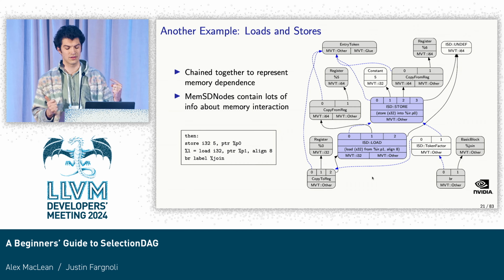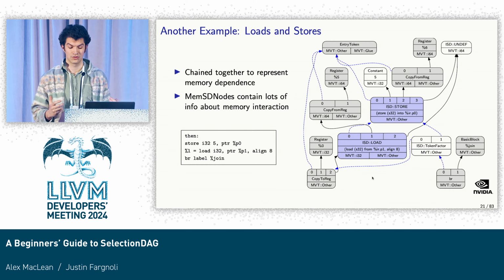So the first is the load and the store node. And as you'll notice, the 0th operand of these is a chain. So the store is chained to the entry token, which just means that we don't want to do the store unless we enter this block. And the load is chained to the store. And this ensures that if the pointers that are loaded to and stored from end up being the same value, that in the final assembly, they're emitted in the correct order.